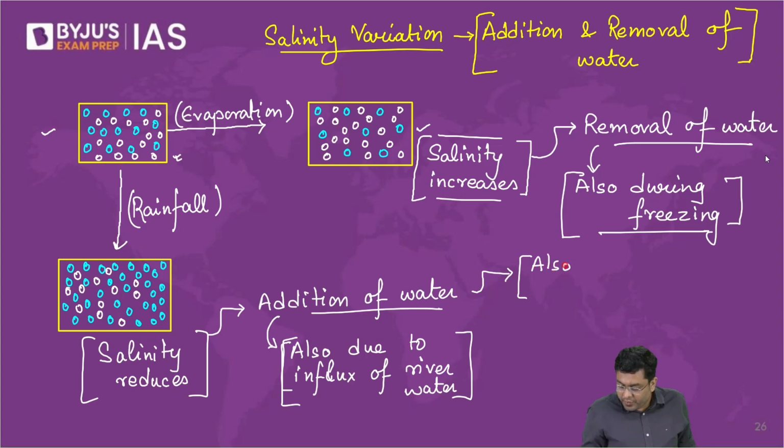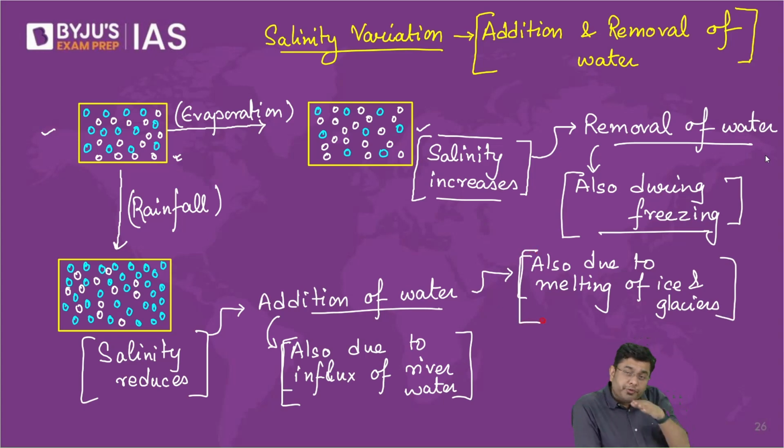So also this is due to melting of ice and glaciers. In certain water bodies, you will also find that groundwater keeps on seeping, slowly and steadily, into the region of the ocean. Groundwater is also fresh water. So that will also reduce the salinity in those areas.